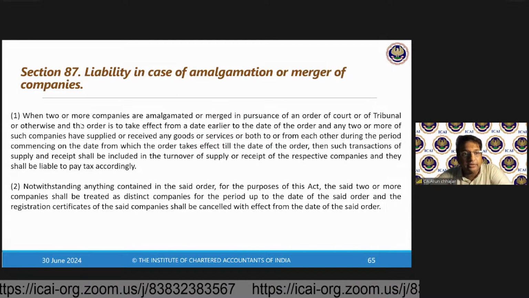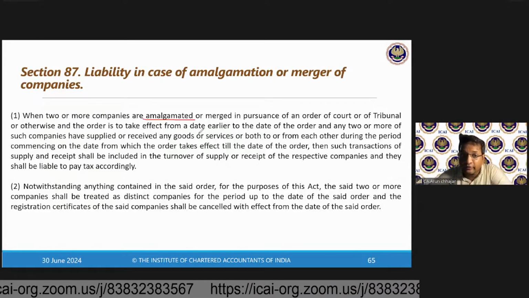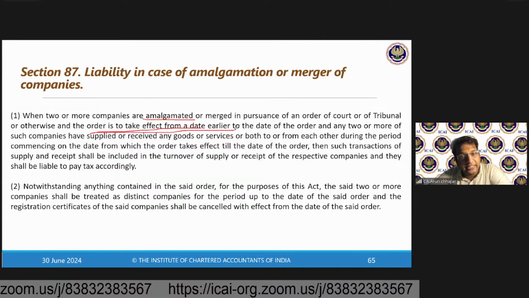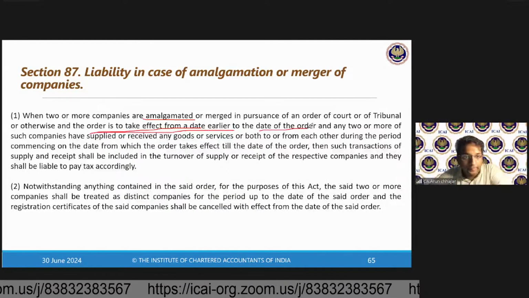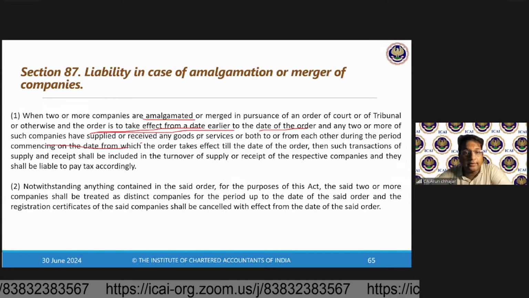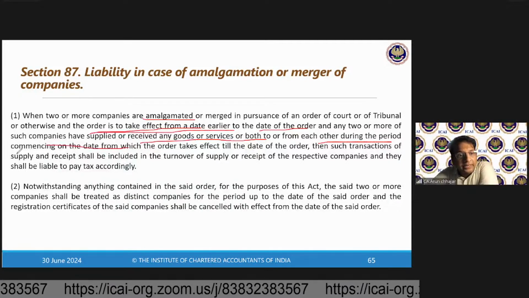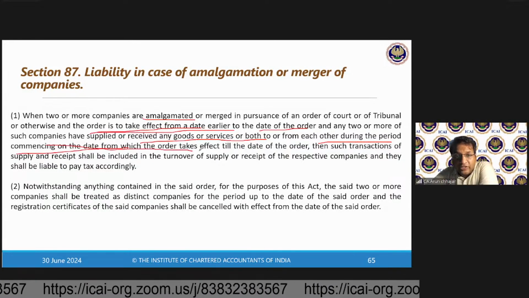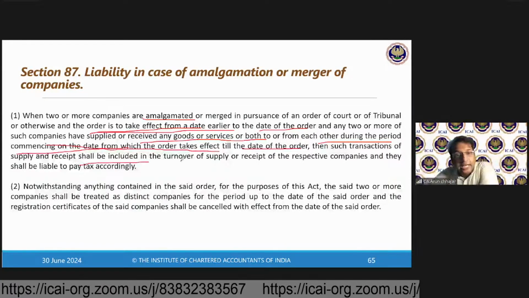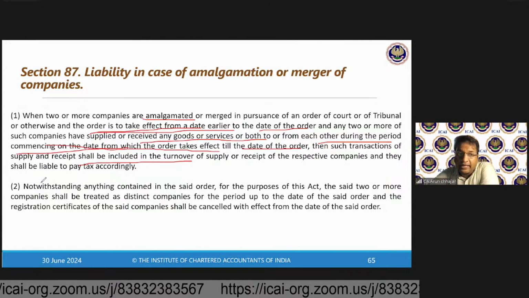Liability in case of amalgamation or merger of companies: when two or more companies are amalgamated or merged pursuant to the order of the court, and the order is to take effect from a date earlier to the date of the order, if any two or more such companies have supplied or received goods or services or both from each other during the period commencing on the date from which the order takes effect till the date of the order, then such transactions shall be included in the turnover of supply or receipt of the respective companies, and they shall be liable to pay the tax accordingly.